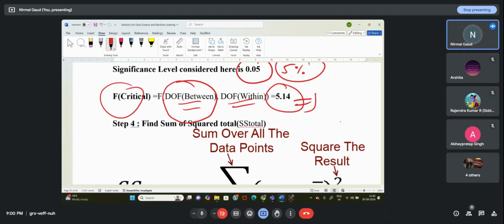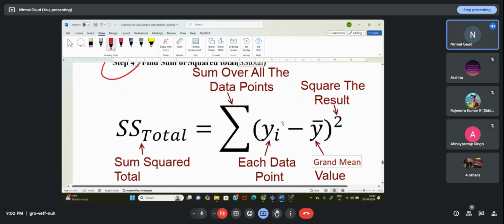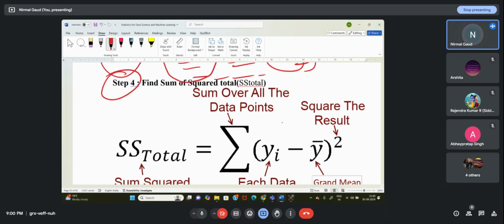Now step number 4. Find the sum of squares total. Now how to calculate the sum of squares total? That means sum over all the data points.